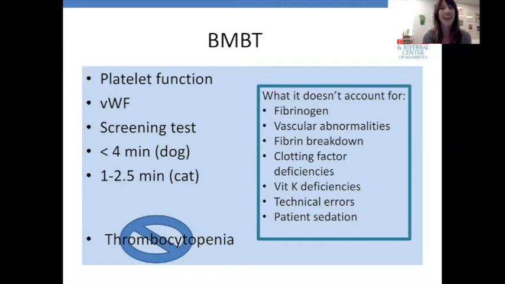They're really cheap, and it evaluates for platelet function, which is really important.